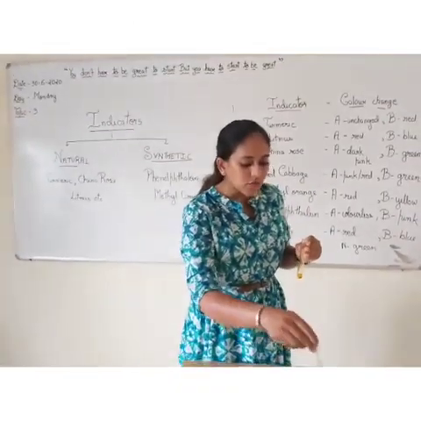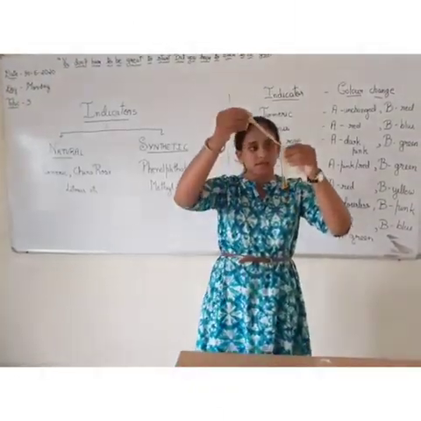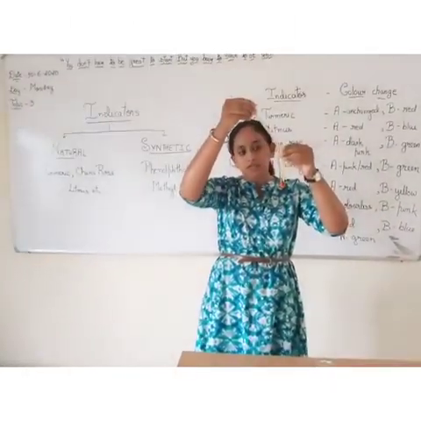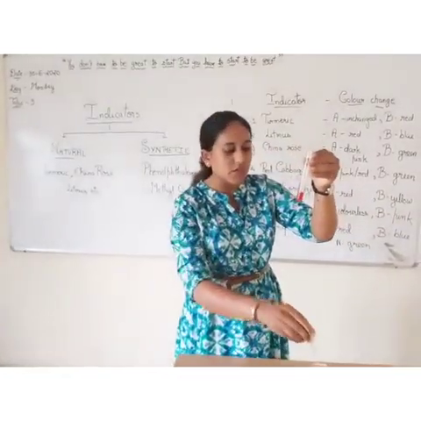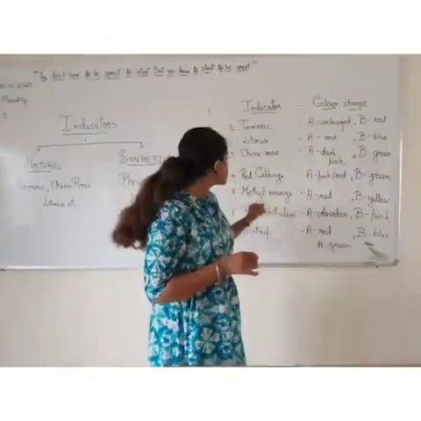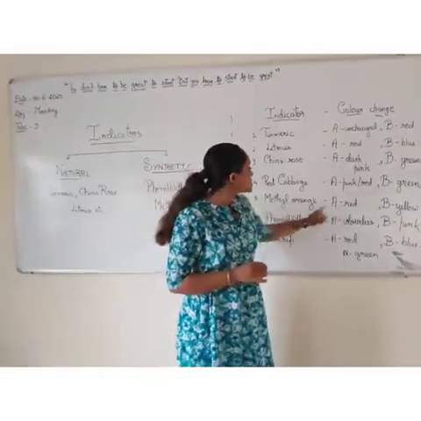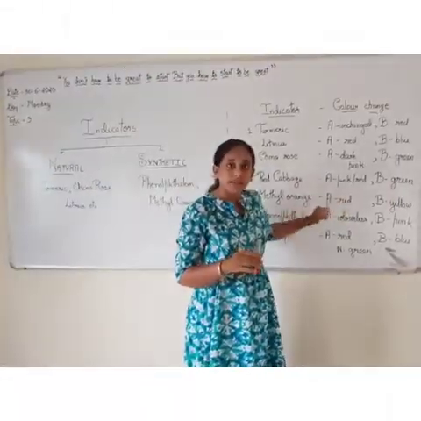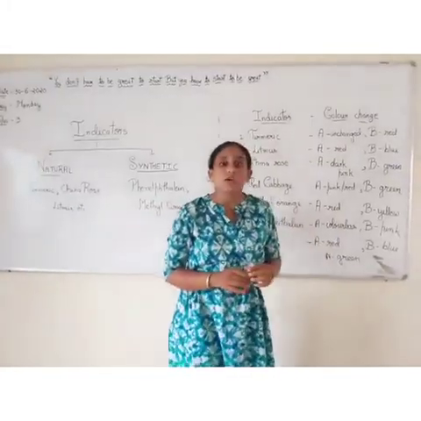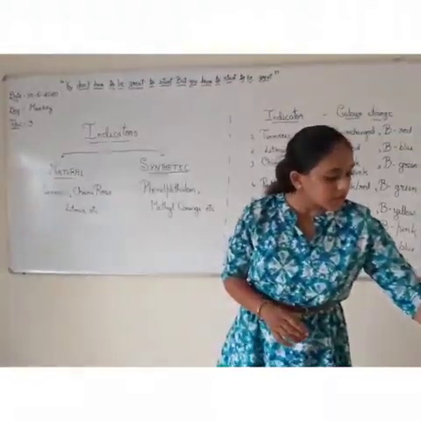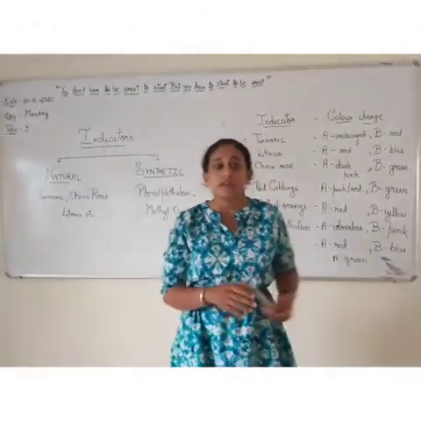Let's now add few drops of acid in it. As you can see, the color has changed to red. And this is what is written in the chart. That is, methyl orange changes its color, that is, it is red in an acidic medium and it is yellow in a basic medium. Let's now understand phenolphthalein.